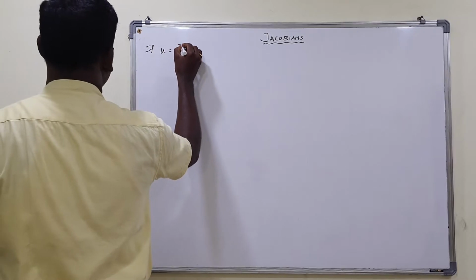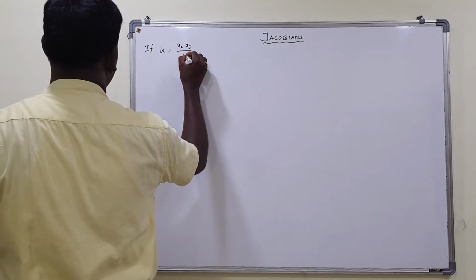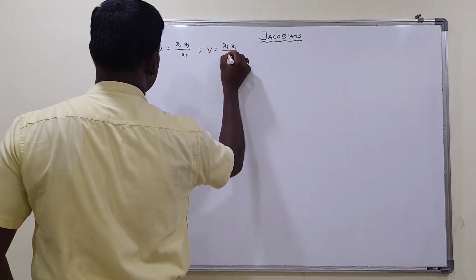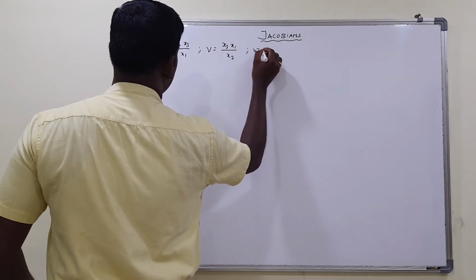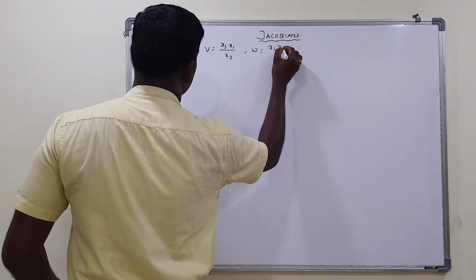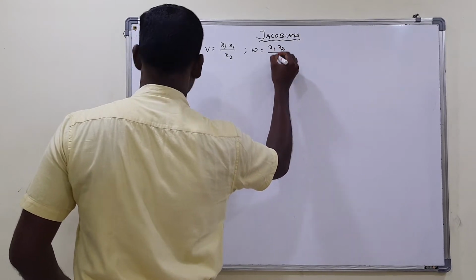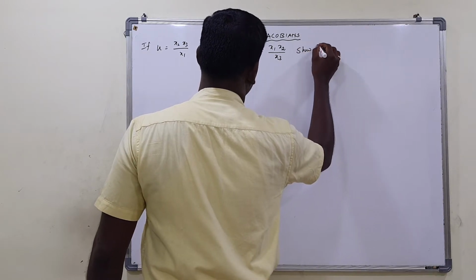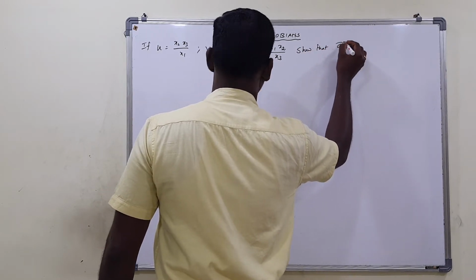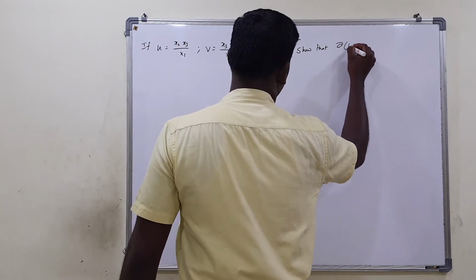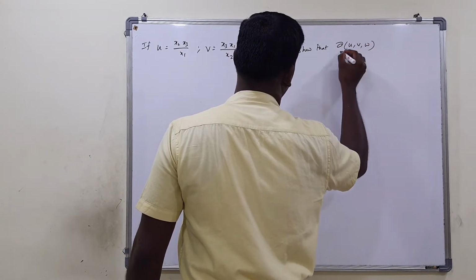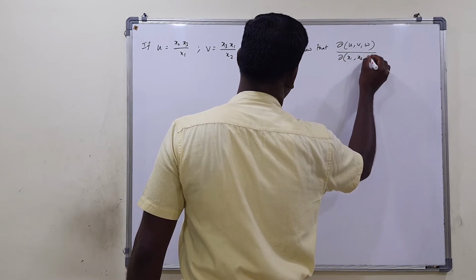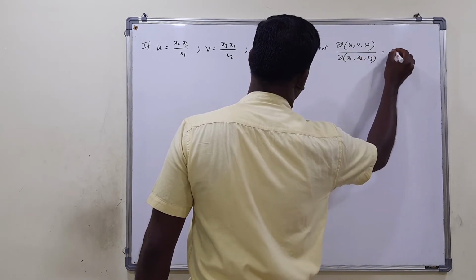If u = x2x3/x1, v = x3x1/x2 and w = x1x2/x3, show that ∂(u,v,w)/∂(x1,x2,x3) = 4.